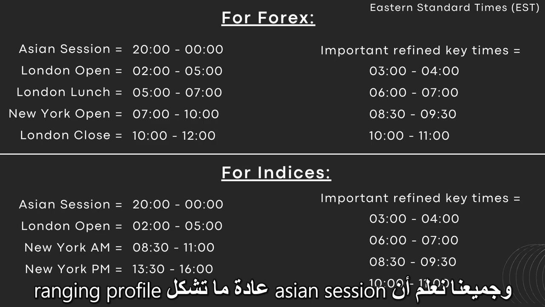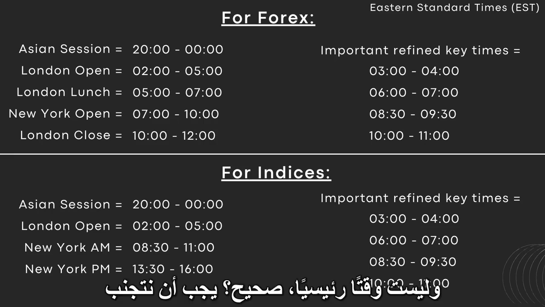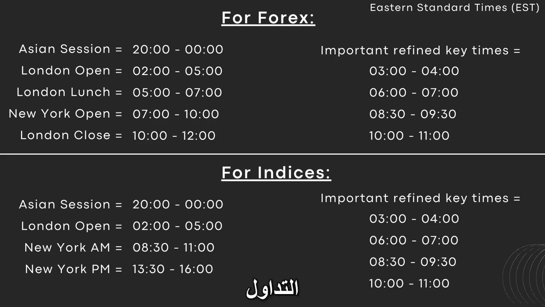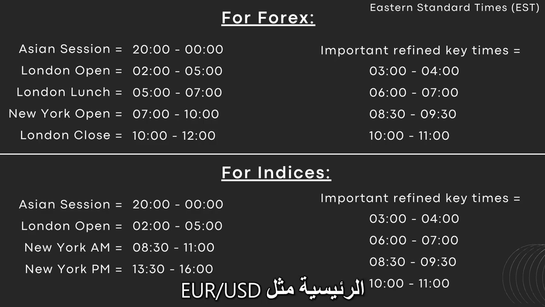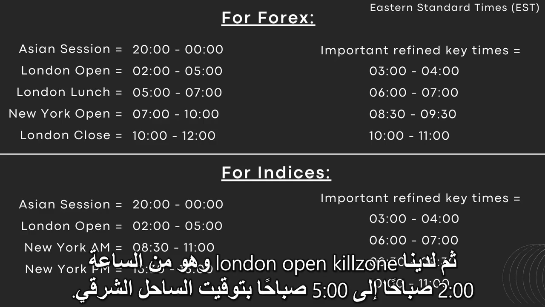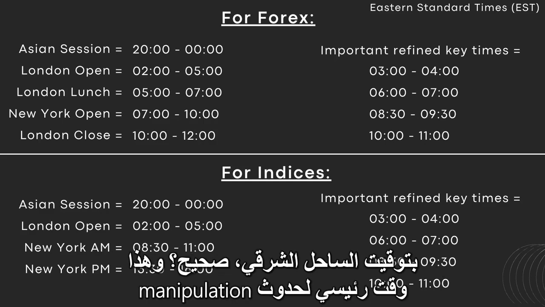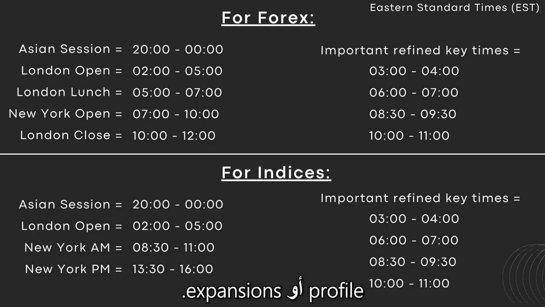We all know that Asian session usually forms a ranging profile and isn't a key time. We should avoid trading at that time of the day if you're trading major forex pairs like EURUSD or USDCAD. Then we've got the London Open zone, which is from 2 to 5 a.m. Eastern Standard Time, and that is a key time for manipulation profile to occur or expansions to form.